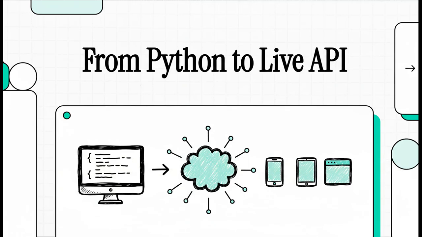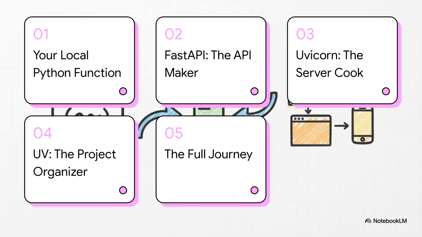Have you ever written some Python code and thought, hey, this is pretty cool, but how do I get it out into the world so other people or other apps can actually use it? Well, today, we're going to pull back the curtain on that exact process. We're turning a simple function on your computer into a live, functioning web service. All right, let's dive right in.